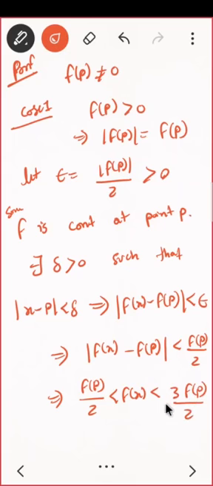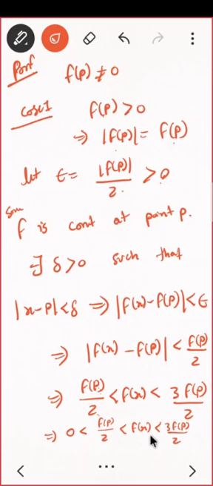How to break the mod, we learned in Unit 1. Yes. And do you know something about f of p by 2? You know that f of p is positive, so mod f of p is the same as f of p, and f of p by 2 is positive. So can I say that 0 is less than f of p by 2, and that is less than f of x, and that is less than 3 f of p by 2? Can I write like this?